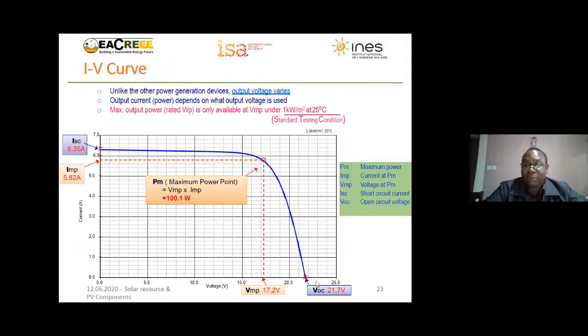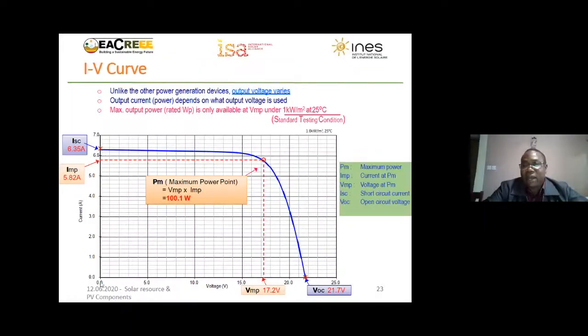This is a voltage that you can read when the two terminals of the solar PV are open, and of course subjected to standard testing condition, 1000 watts per square meter and 25 degrees Celsius. Then when you look at the other side, when you short it, that is, you connect the two terminals and expose it to the same conditions, you are able to record some current. We refer to that as short circuit current.